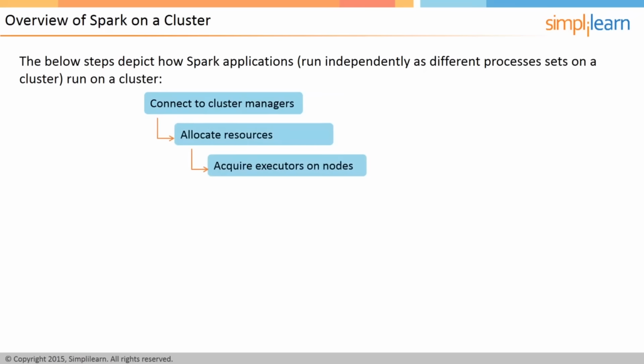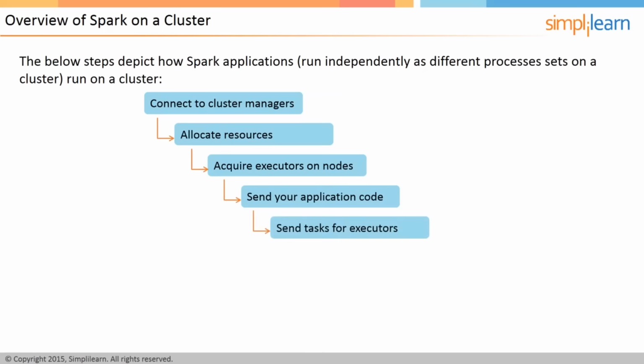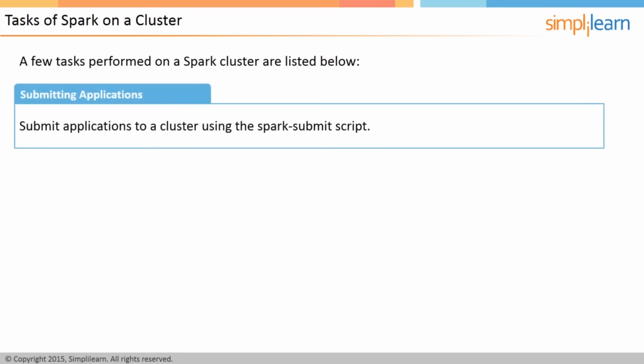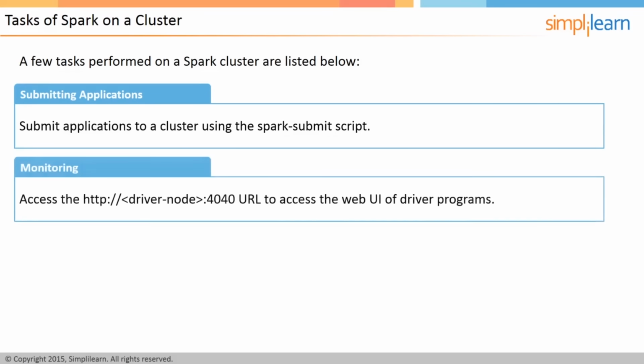One of the tasks that is performed on a Spark cluster is submitting applications of any type to a cluster. This is done using the Spark submit script. Another task is monitoring. Every driver program has a web-based UI that usually lies on port 4040. It shows information about the storage usage, executors, and running tasks. To access the same, go to the given URL. You can also schedule jobs on a cluster as Spark provides control over resource allocation both across and within applications.